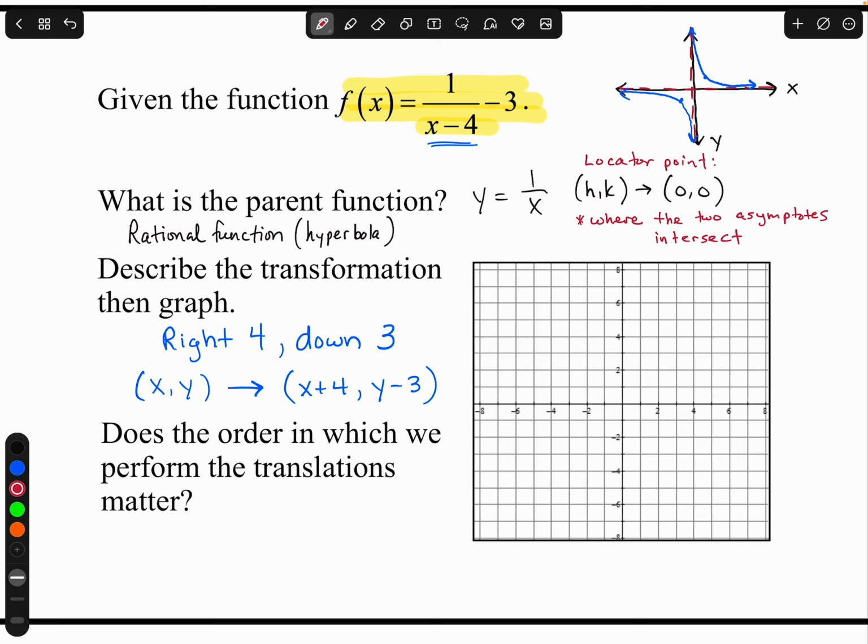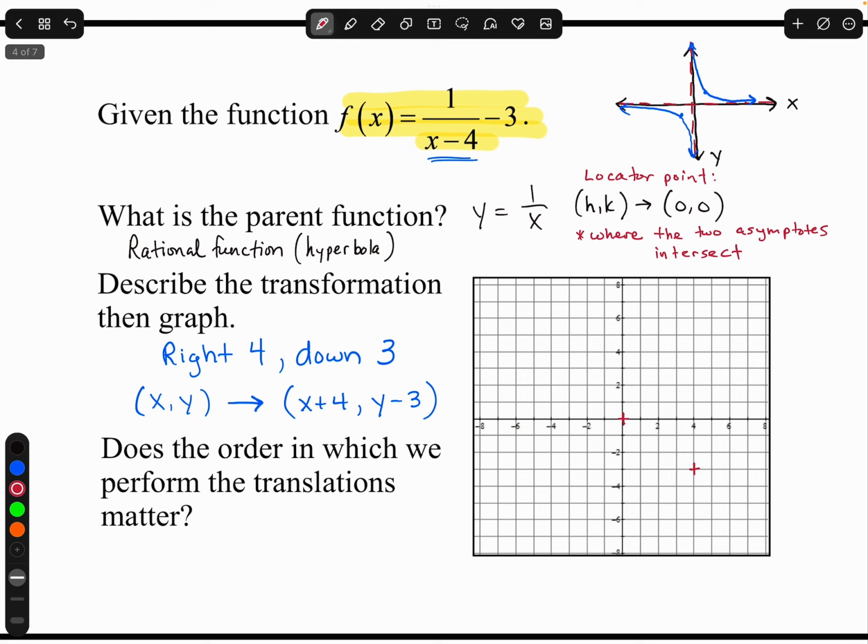Okay, and you can use your parent table if you want, or this is one of the ones where I think sometimes it's easier just to move the function, right? We know originally this is where the asymptotes would cross at the origin, but if I shift that over to the right 4 units and then down 3, I end up at a new point, which is 4, -3. This would be our new locator point, point 4, -3. And that's where our asymptotes are going to cross. So let's just redraw in the asymptotes.